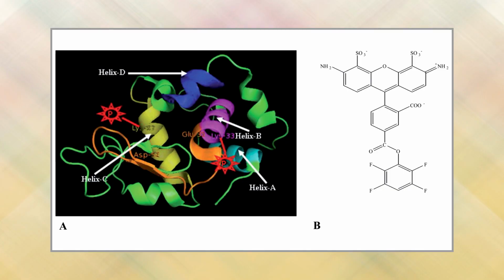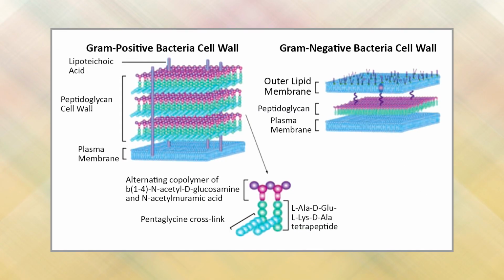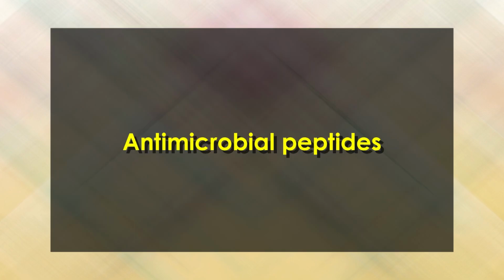Examples of antimicrobial proteins include proteases, which kill various bacteria by destroying essential proteins, and lysozyme, which attacks the cell walls of gram-positive bacteria. Antimicrobial peptides. Antimicrobial peptides are similar to antimicrobial proteins in that they attack and kill bacteria. Some antimicrobial peptides like defensins attack bacterial cell membranes.